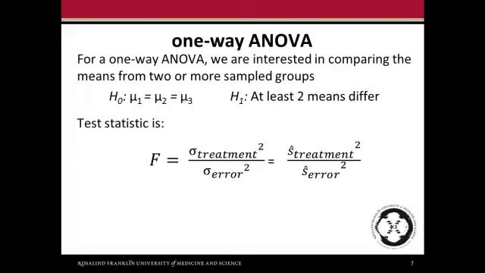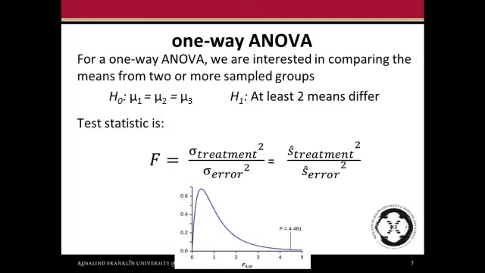For the one-way ANOVA, we're interested in comparing the means from two or more of these sampled groups. And here's our null hypothesis and our alternative hypothesis. And our test statistic, remember, is based on variance, and it's equal to the variance of our treatment effect divided by the variance that's due to error. On the right-hand side of the equation here, you can see this is calculated from our sample, so our estimate of our sample variance due to treatment effects over our sample variance due to error or the random sampling variation. This is what the F distribution looks like. Note that because we're dividing a variance value by another variance value.